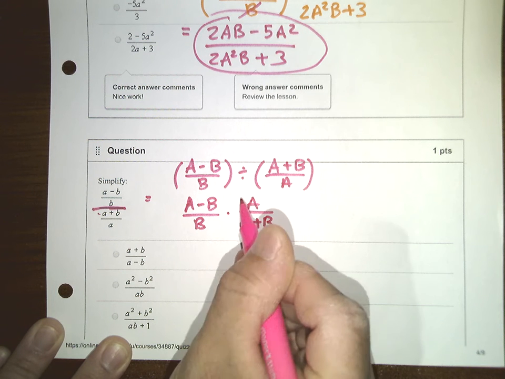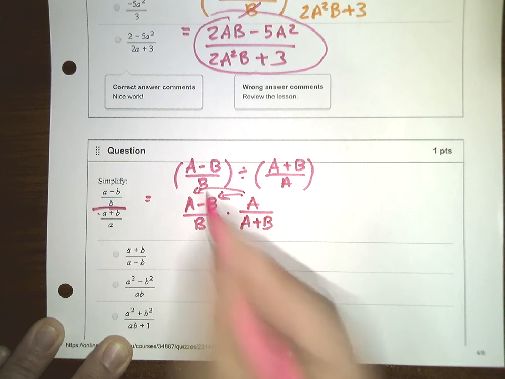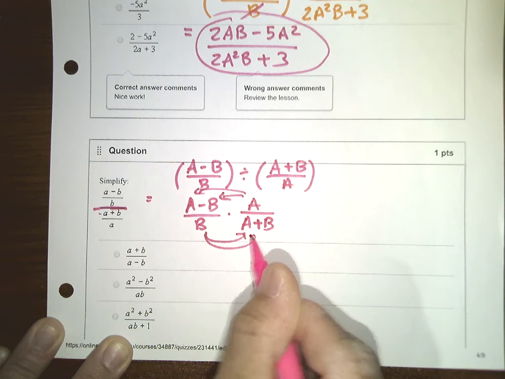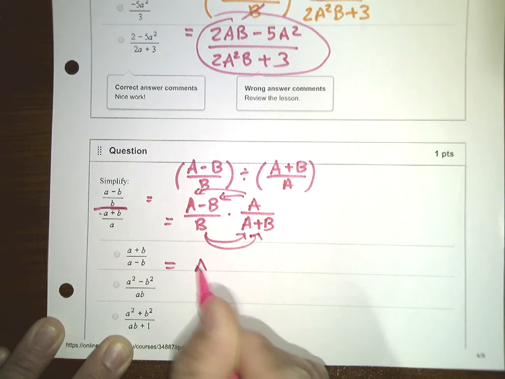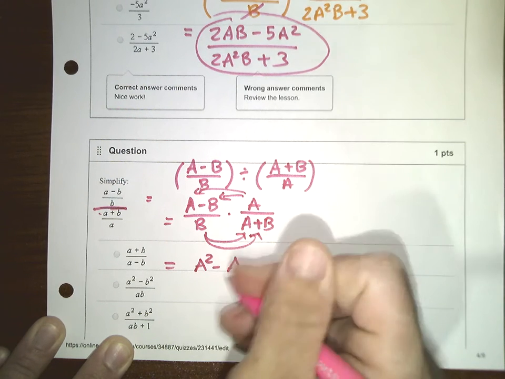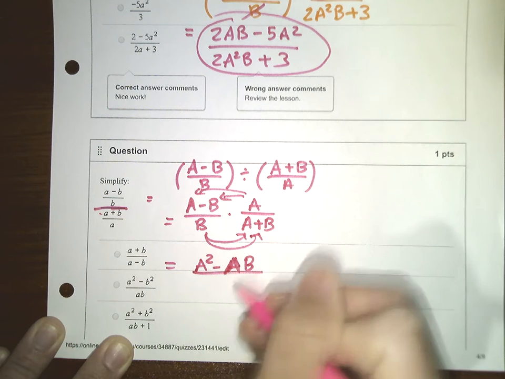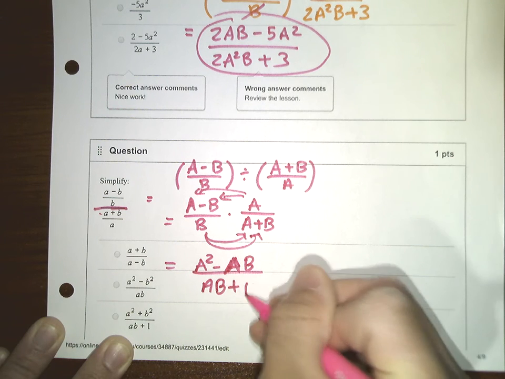And then I see that there's nothing to be done here except for distributing the a here and distributing the b here. So I'm left with (a squared minus ab) over (ab plus b squared).